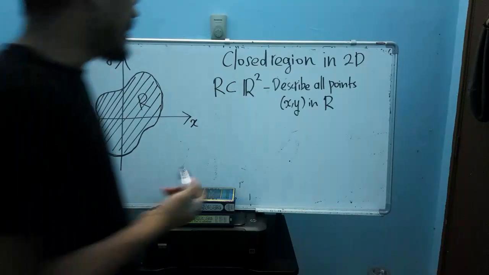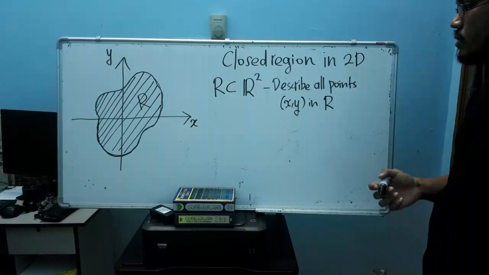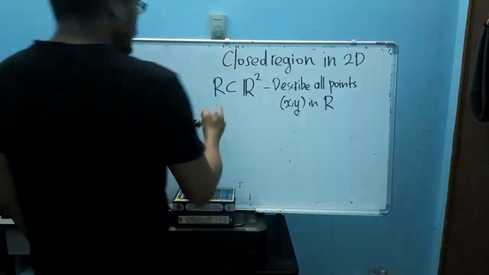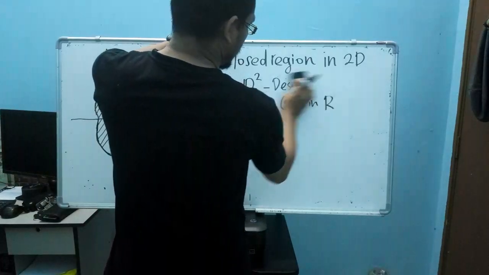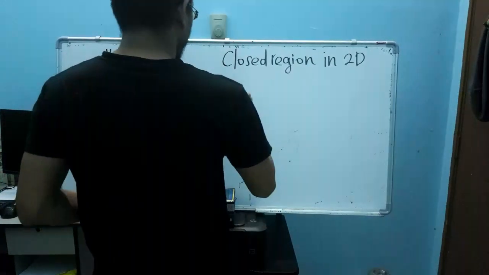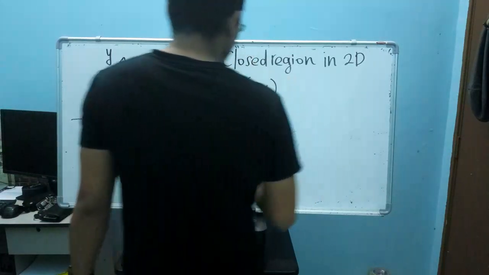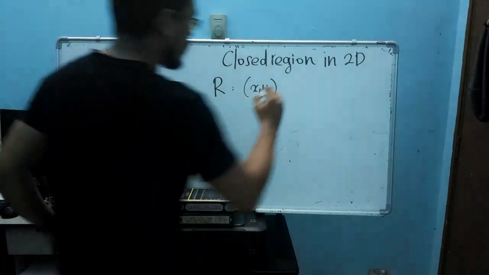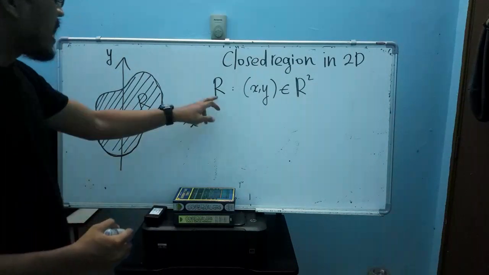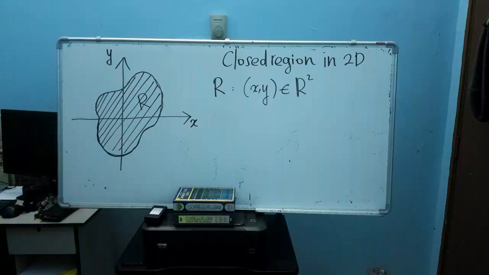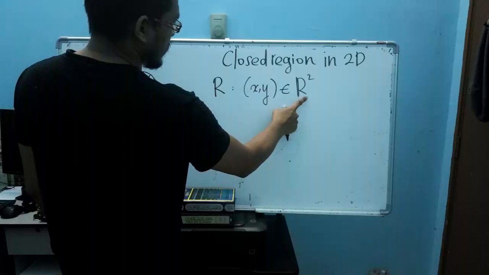So now, the idea of how we can describe all points in R, where R is a closed region in two-dimensional. Of course, since my R is a subset of this two-dimensional space, I can say that my R should be a collection of all points x, y from R2. Since R is a subset of R2, R is a collection of points taken from R2.